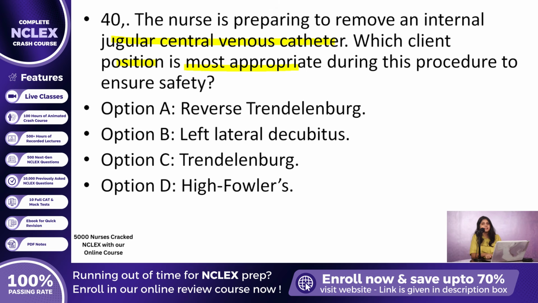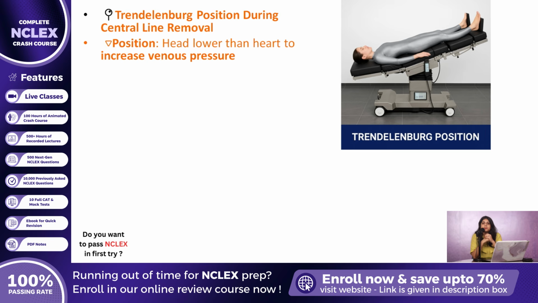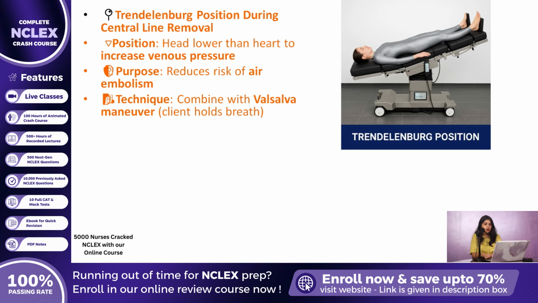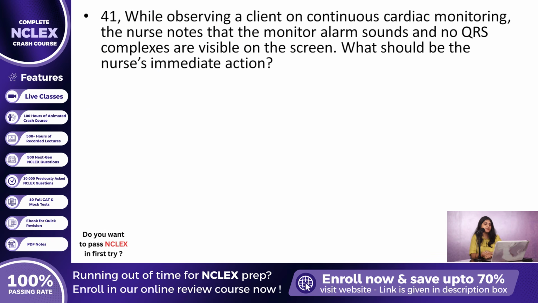The correct answer is option C, Trendelenburg. Here's the rationale. The Trendelenburg position lowers the head below the level of the heart, increasing venous pressure and reducing the risk of air embolism when the central line is removed. This position, paired with the Valsalva maneuver, where the client holds their breath during removal, helps prevent air from entering the venous circulation. Now, let us examine question number 41, which deals with telemetry interpretation and immediate nursing response.